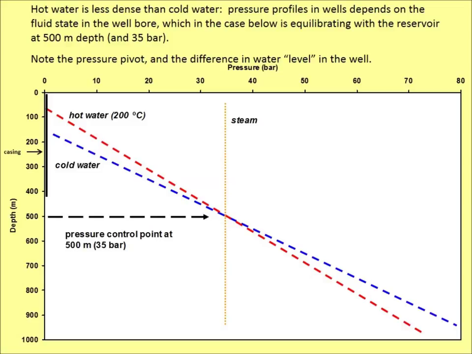If this is roughly the pressure gradient in the country rock, in the well itself, with cold water going in, you'll be under pressured with respect to the country rock above this zone. You'll be over pressured with respect to the country rock below that zone. So the water will obviously equilibrate here, a lot will go out, but also because you're overpressured, you'll probably find you lose water out the bottom of the well because of the overpressuring.